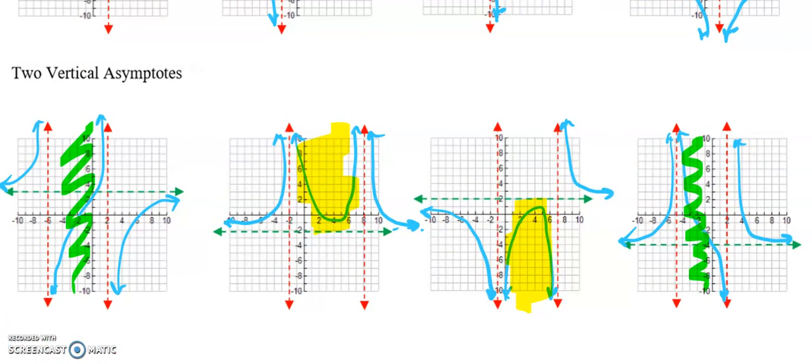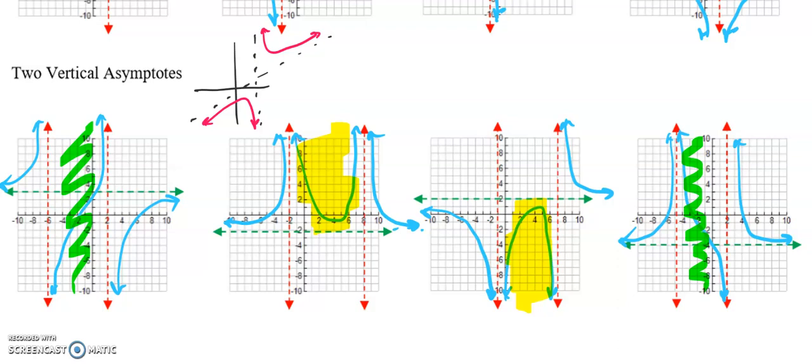I forgot to include slant asymptotes in here, but you could have a graph maybe with a vertical asymptote like that, and then a slant asymptote like this, and then maybe your graph is up here like that, and down here like that. So there's really all sorts of scenarios for these rational functions, and we'll look at different ones.